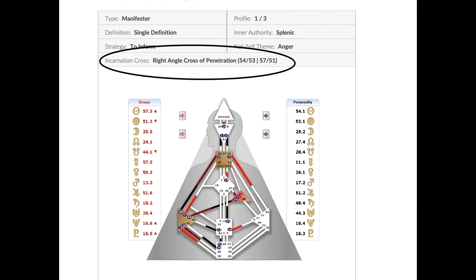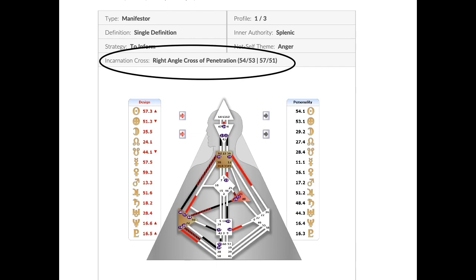And just for your reference, this is where the incarnation cross is on this particular chart. Sometimes they have it at the bottom of the charts. If you notice in the incarnation cross, they have the gate 54, the gate 53, the gate 57, and also the gate 51. And if you notice, that lines up with the personality sun, the personality earth, and the design sun and the design earth. So that's the top 4 numbers that will always make up your incarnation cross.